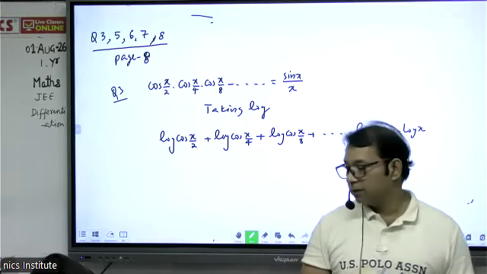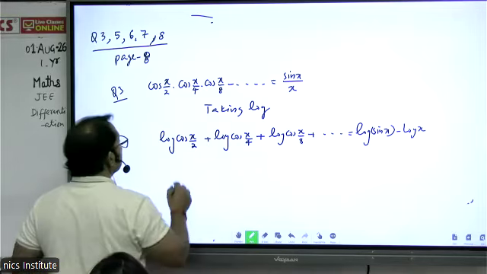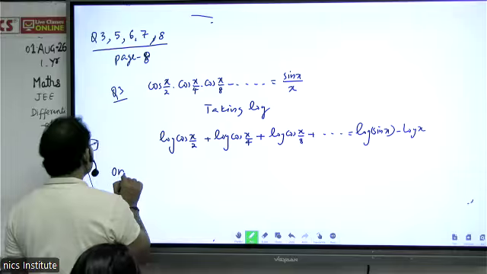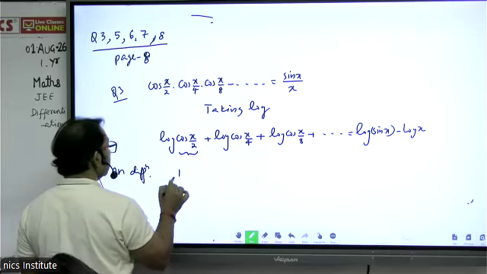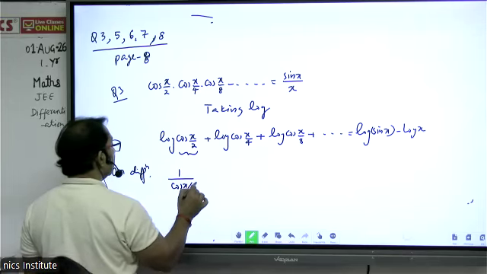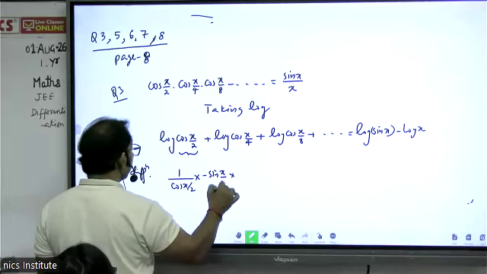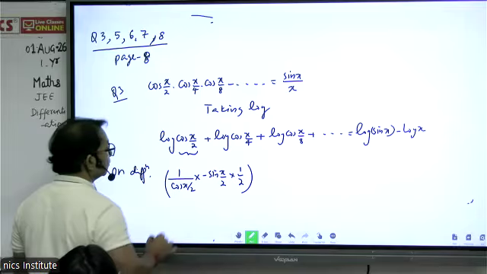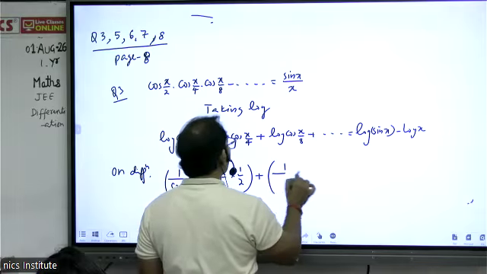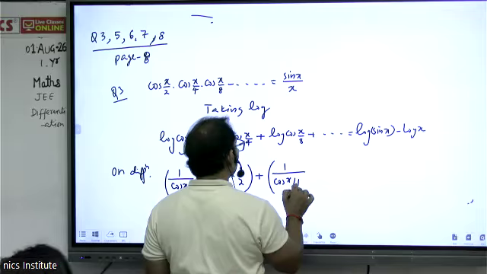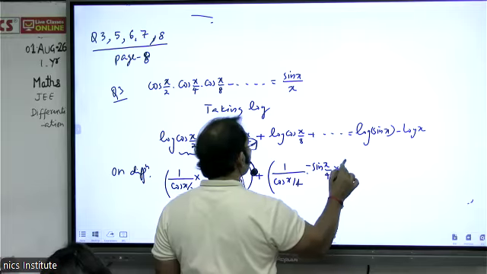Now differentiate. So once you differentiate it, we need to apply chain rule. Assume this to be x for a moment, log x is 1 by x. And then derivative of this, which is minus sin x by 2, then derivative of x by 2, which is 1 by 2. This is the first term. Similarly, second term would be 1 by cos x by 4. Derivative of this would be minus sin x by 4, and derivative of x by 4 is 1 by 4.